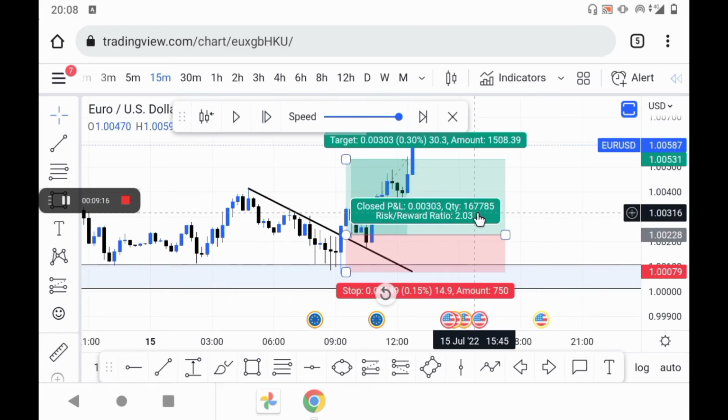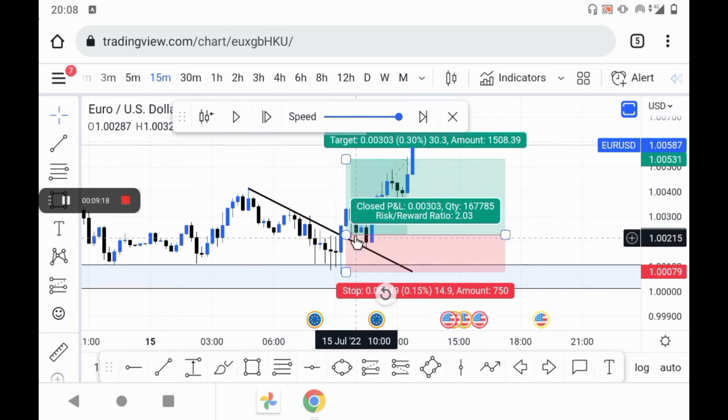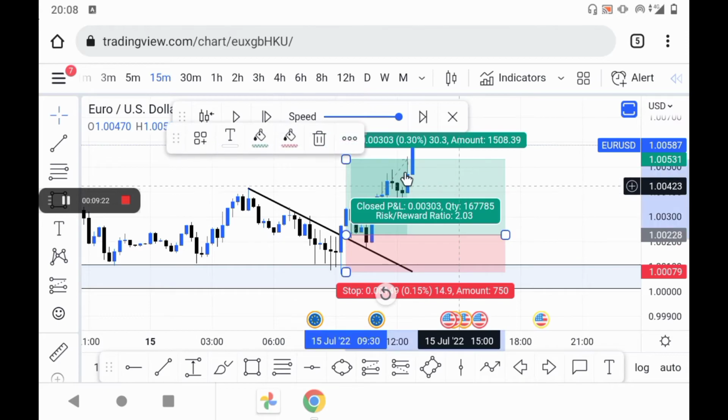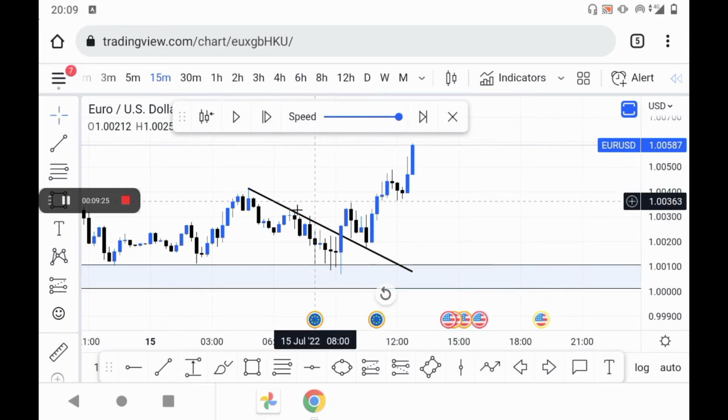And off we go. Take profit, smash. That was London. You held this trade for around, you could say, 3 hours. That's not too bad. For London session, it's quite nice.